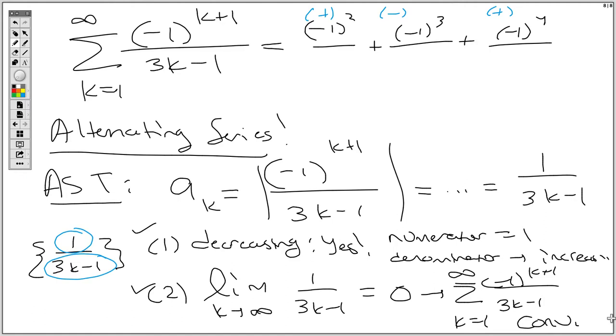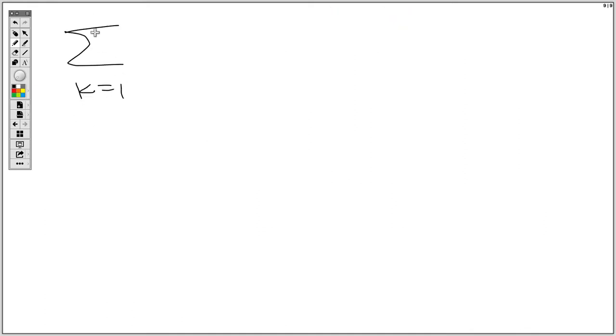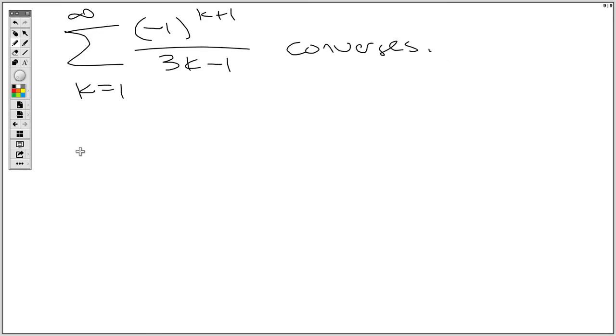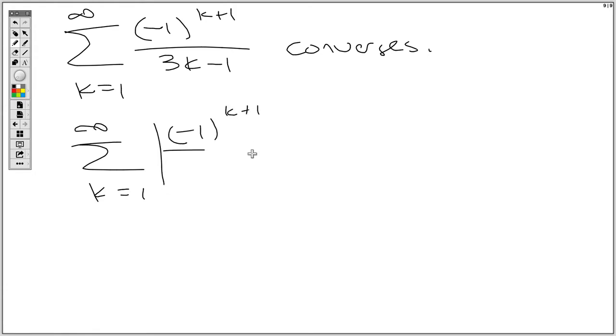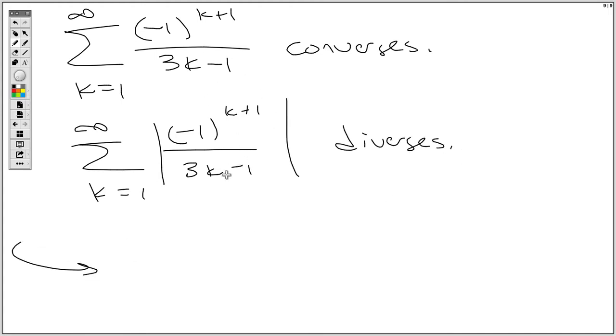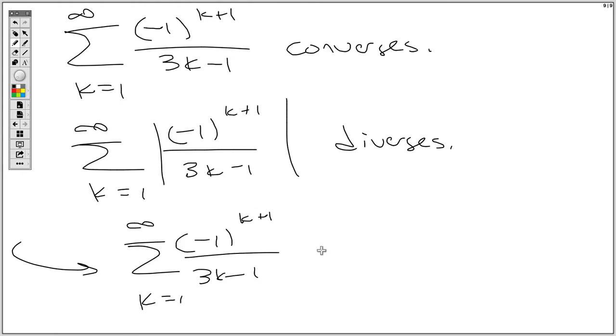So let's put these two things together. We have that the series itself converges. And we have that the series with the absolute values of the terms diverges. So what kind of series do we have here? What would we call this series? Is it absolutely convergent, conditionally convergent, or divergent? Conditionally convergent.